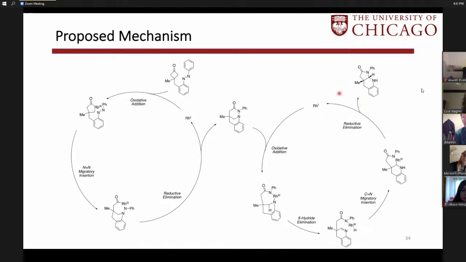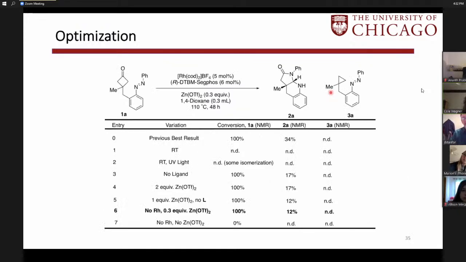So things were looking good. We were pretty happy at first and thought we had gotten, not the product we had expected, but presumably through the same mechanism we were going for. However, then we did some control experiments, and we actually found that even without rhodium, we could still see product, with only a slightly decreased yield, with just zinc triflate as the Lewis acid.